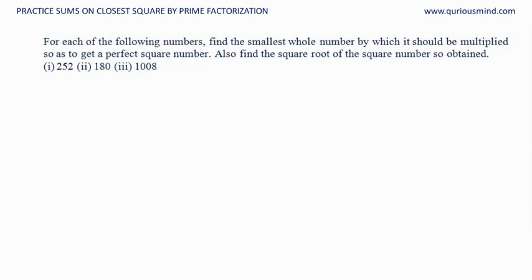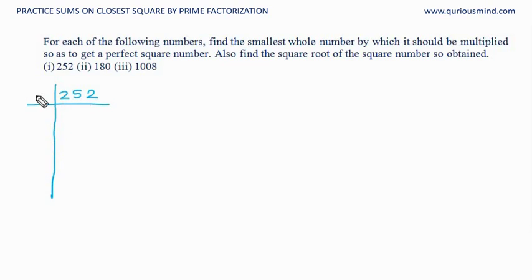For each of the following numbers, find the smallest whole number by which it should be multiplied so that we get a perfect square number. Also find the square root of the square number so obtained. So let's find the prime factors of the first number.